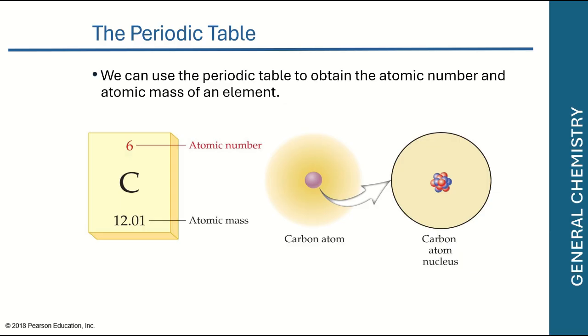So we can use the periodic table to obtain the atomic number and atomic mass of elements. So we have the atomic number and we have the atomic mass. All the information is there.